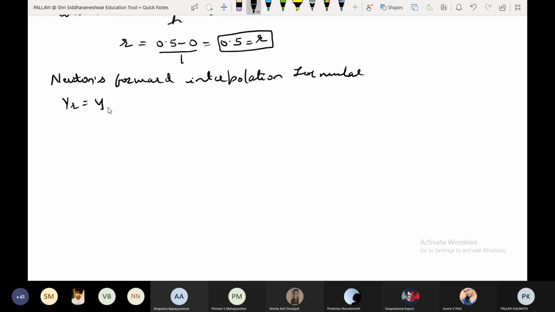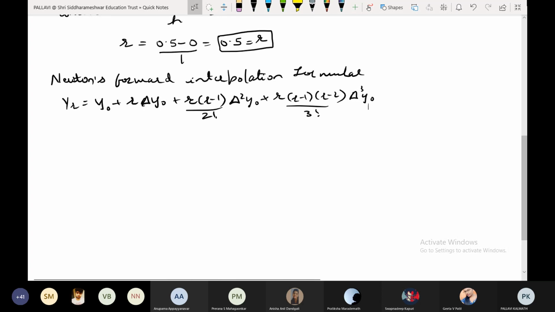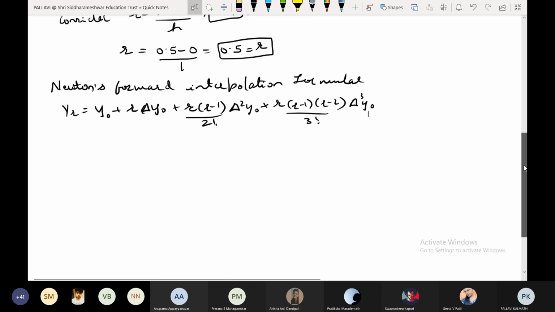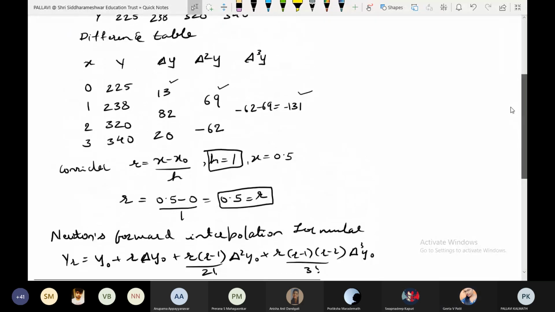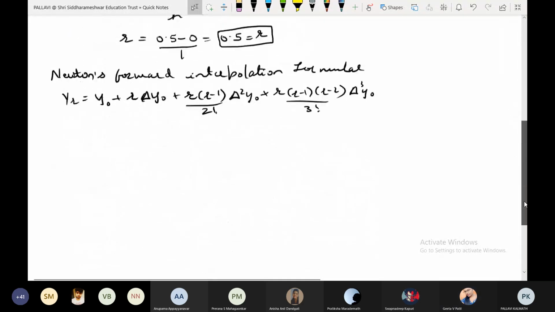yr is equal to y naught plus r into del of y naught plus r into r minus 1 divided by 2 factorial into del square of y naught plus r into r minus 1 into r minus 2 divided by 3 factorial into del cube of y naught. Do we have del raised to 4, or does the table end at del cube? Del cube, ma'am. Okay, so let this be our formula.